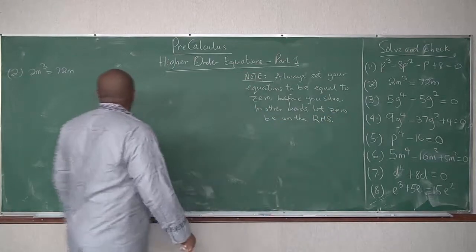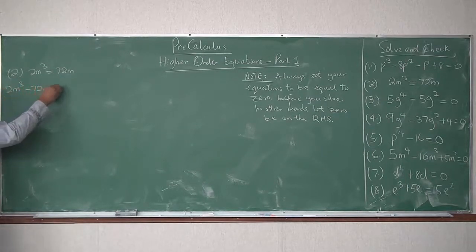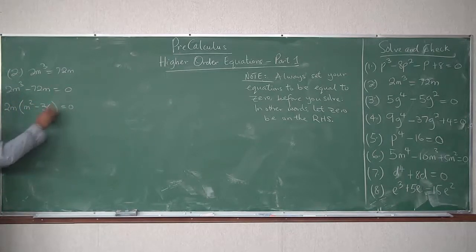Okay? So if we have to set this to be equal to 0, what do we do? This will be 2m cubed minus 72m equal to 0. And then we can factor by what? We factor by GCF. We go ahead and factor by GCF. So that is why it's important. Factoring by GCF, factoring by grouping, factoring by difference of two squares, all those are important. So if we factor by GCF, what is the GCF? 2m, and you have m squared minus 36 equal to 0.